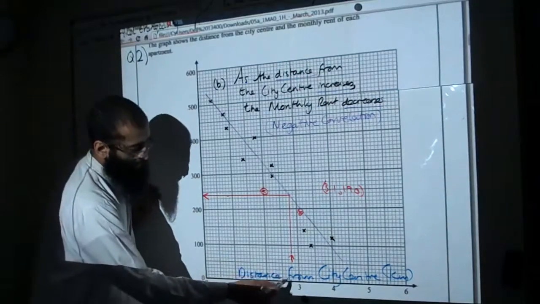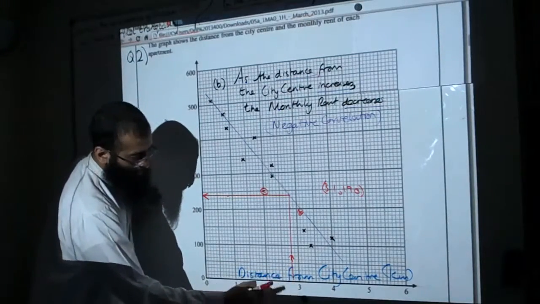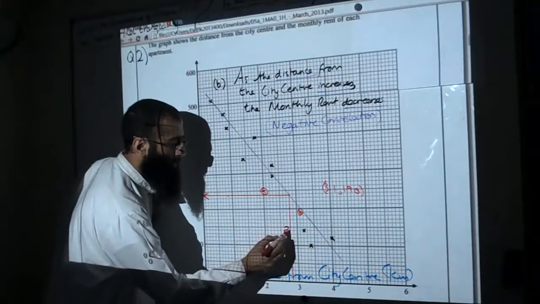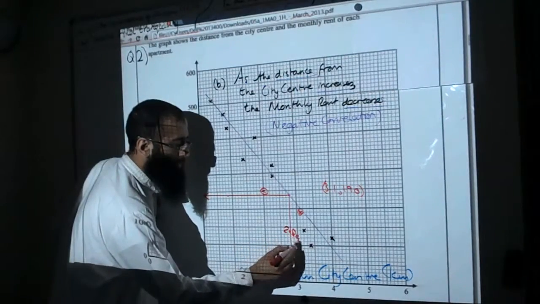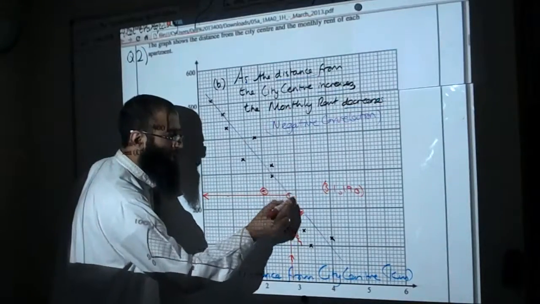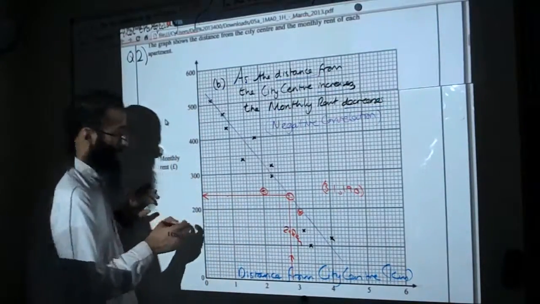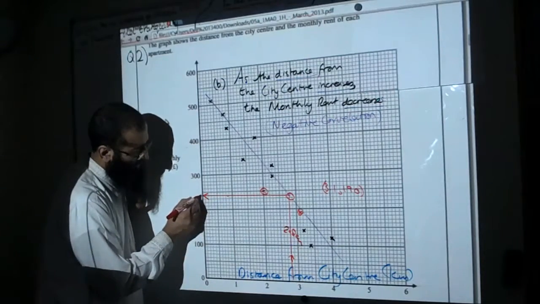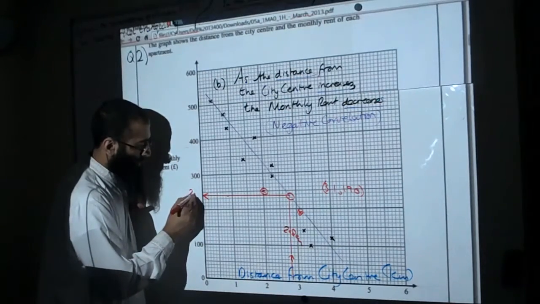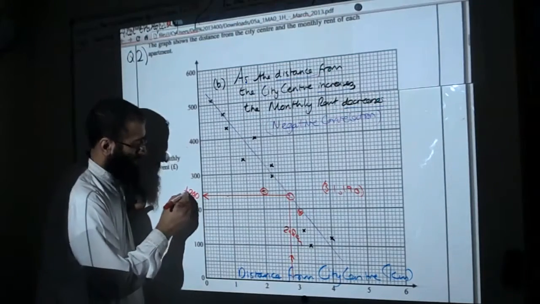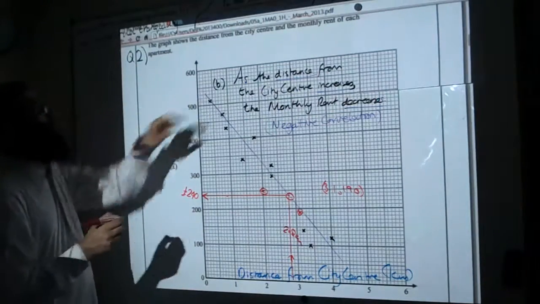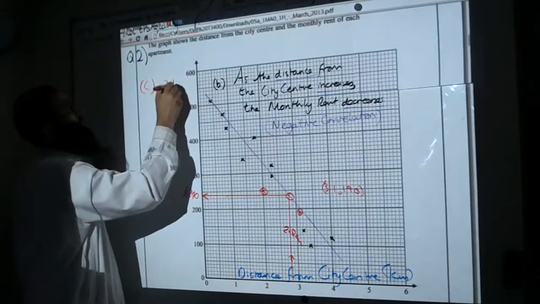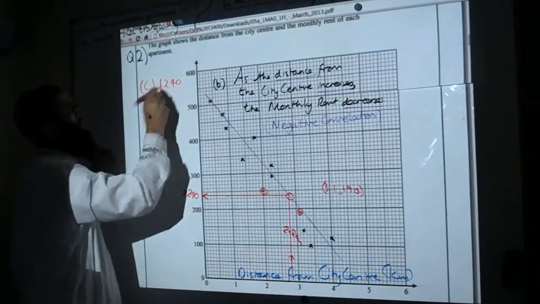Now this line here is coming from 2.8 kilometers from the bottom. We've gone up, we've hit our line of best fit, we've gone across, and we get our answer here. So that's 200, 210, 220, 230, 240. So the answer to part C is £240.